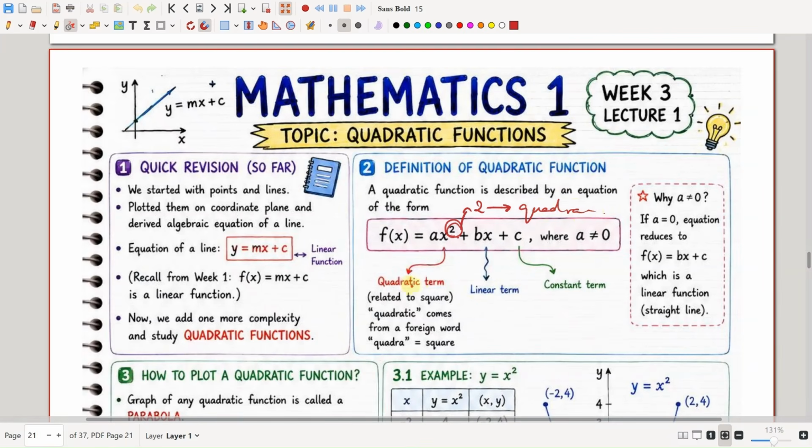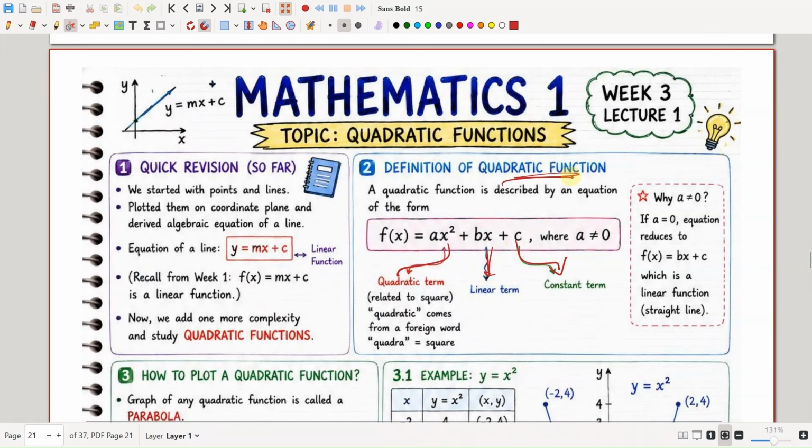Okay, so quadratic means it is related to square. Quadratic comes from a Latin word, quadra, which means square. So any quadratic function will always have the square. The highest degree will be square. Okay, so quadratic term plus linear term plus constant term will be the quadratic function.